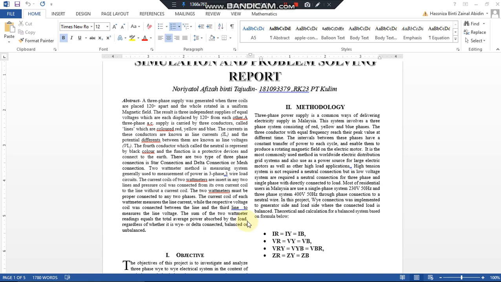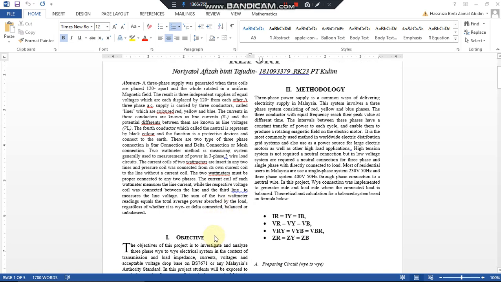There are two types of connection. One is star and another one is delta. The 2 wattmeter method is the method generally used to measure power in a three-phase system. We will see the connection later. The sum of the 2 wattmeter readings equals the total average power absorbed by the load, whether it is Y or delta, balanced or unbalanced.